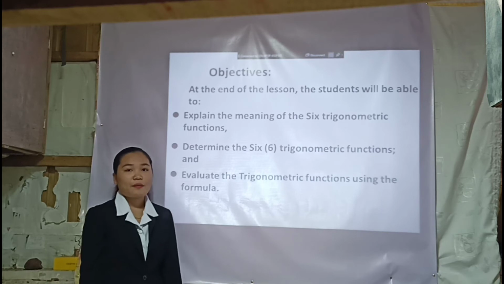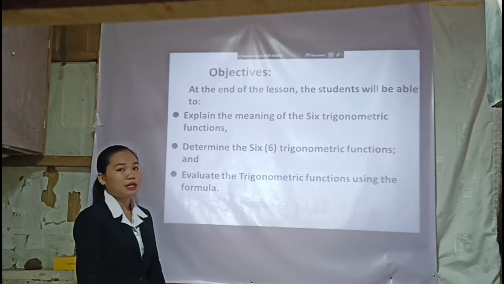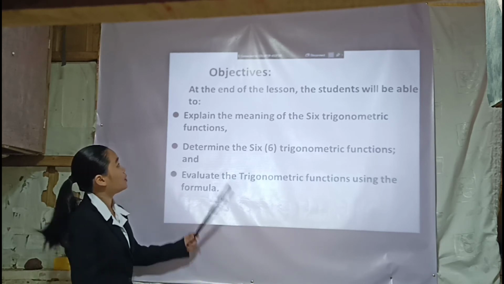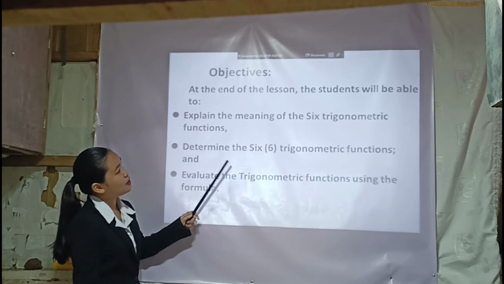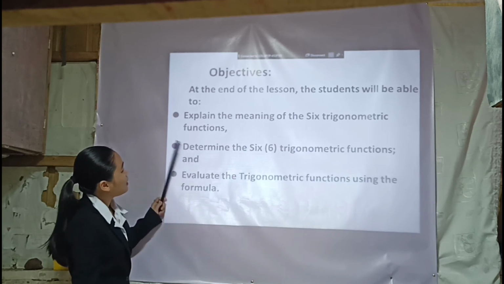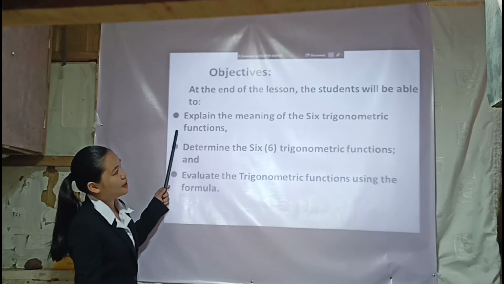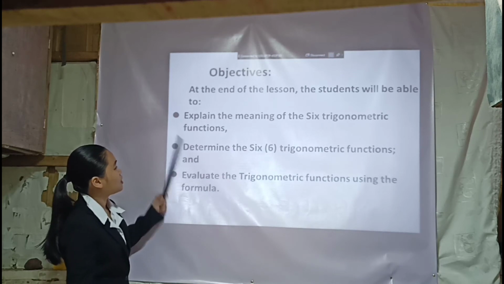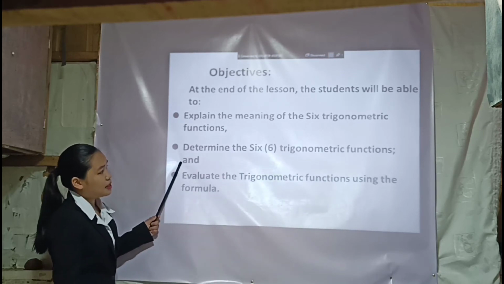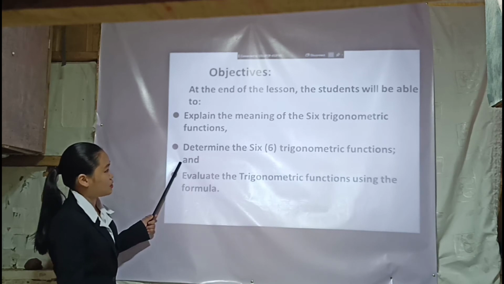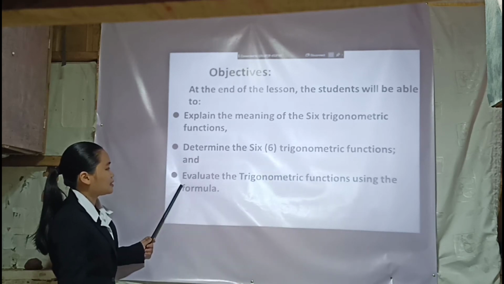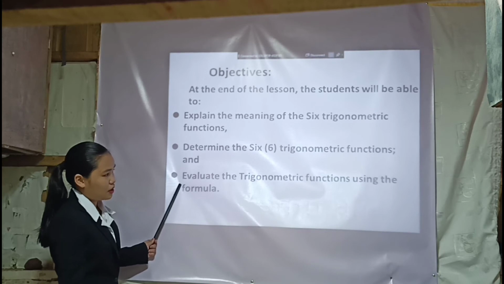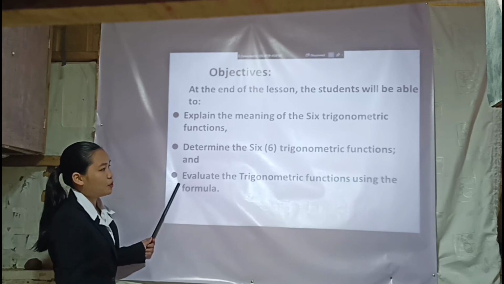But before that, I'm going to read to you the objectives for this lesson. At the end of the lesson, the students will be able to first explain the meaning of the 6 trigonometric functions. Next, determine the 6 trigonometric functions, and the last, evaluate the trigonometric functions using the formula.